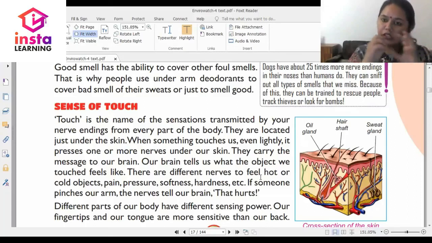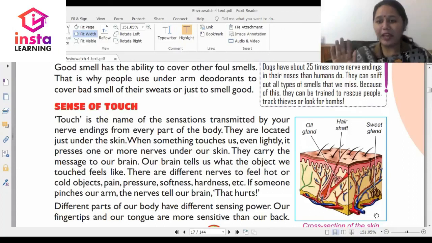For different sensations, hot, cold, painful, softness, you have different nerves in your body. If someone pinches your arm, the nerve tells our brain that it hurts. So like we sometimes do, no? With our friends, we pinch them or we hold their cheek like that. Oh God, it's hurting, right?